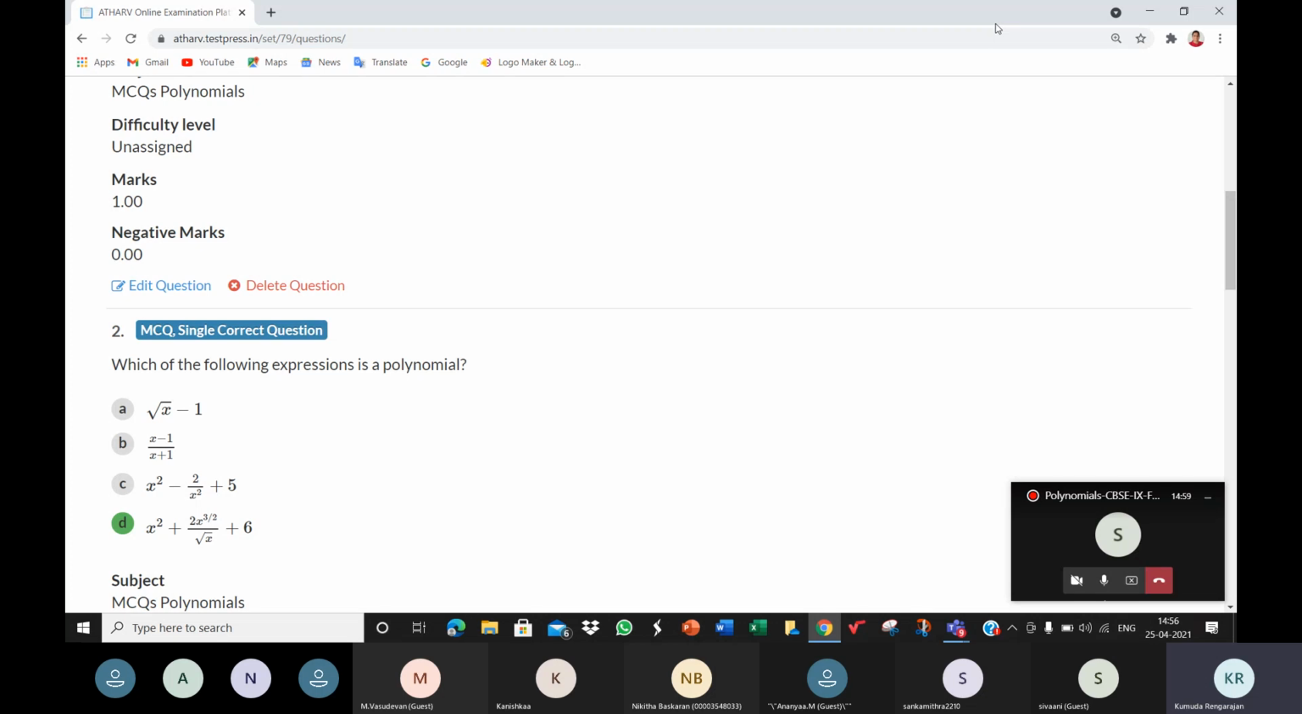Option B, x minus 1 by x plus 1. So again, you have a variable in the denominator. You have this expression x plus 1 in the denominator where you have this variable x. So when it comes up to the numerator, the power will be negative because it's positive in the denominator. Hence, option B is an algebraic expression, but not a polynomial. Because the powers must be whole numbers. Negative numbers are not whole numbers.